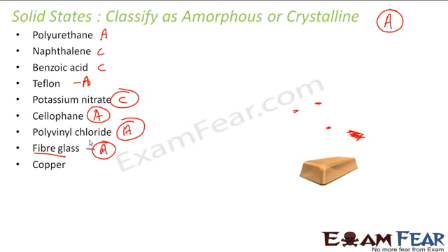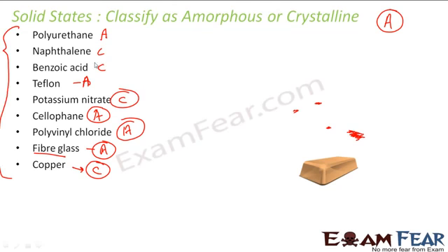Copper. Copper is actually polycrystalline, but we told that in this chapter we will assume polycrystalline also as crystalline, so I'll mark it as C. Copper is a crystal. If you cut it, you will get a sharp-edged copper. So that way you classify the solids as amorphous and crystalline.